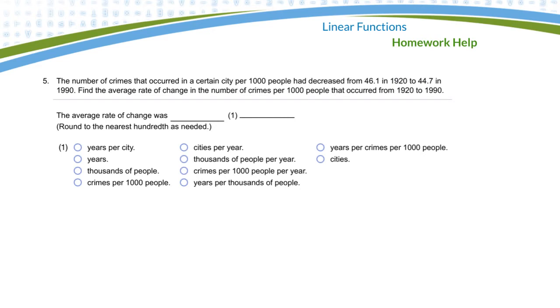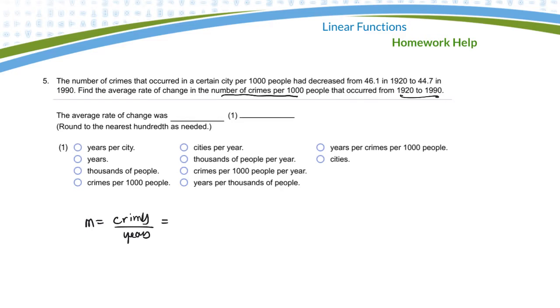Okay, this question, the number of crimes occurred in a city per 1,000 people had increased from 46.1 to 44.7. Find the average rate of change in the number of crimes per 1,000 people that occurred from 1920 to 1990. Okay, and they want us to do, typically I would say it's the rate of change in number of crimes and time. So it's crimes, my slope is going to be crimes over years.